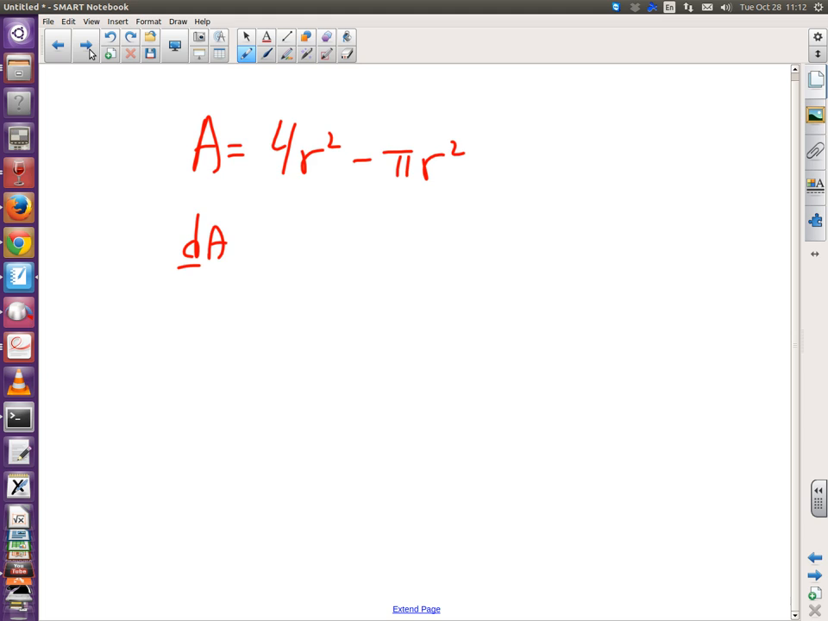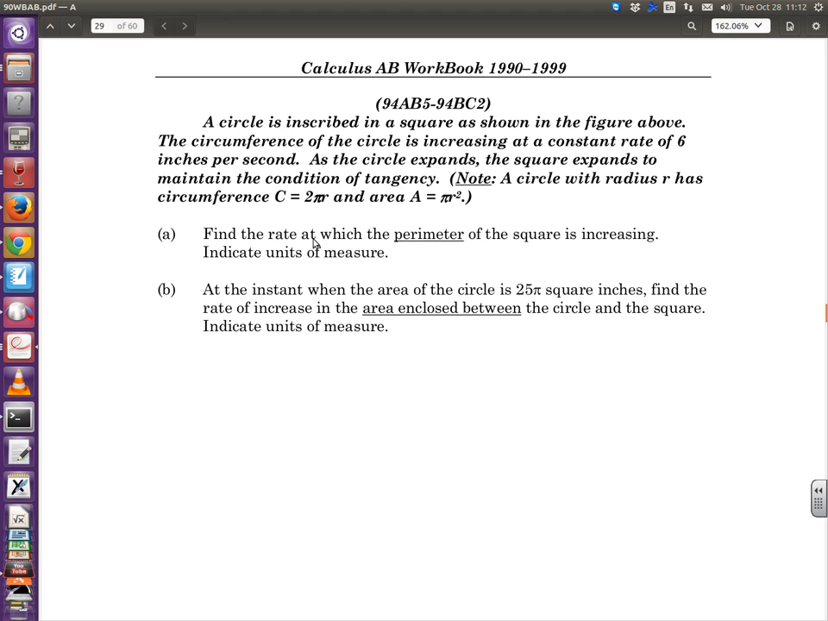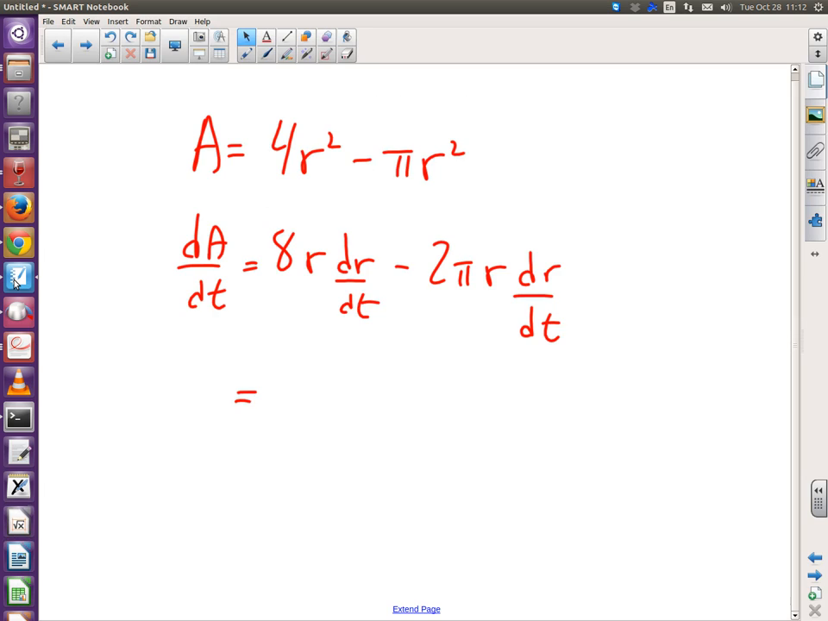So dA/dt is going to be, well, let's see, what is it going to be? It's going to be 8r dr/dt minus 2 pi r dr/dt. All right. And they said at the instant that the area of the circle is 25 pi square units, right? So if that's pi r squared, r is 5. Okay. And presumably the dr/dt is the same throughout. They didn't say that, but I'm going to assume that. All right, so r is 5.